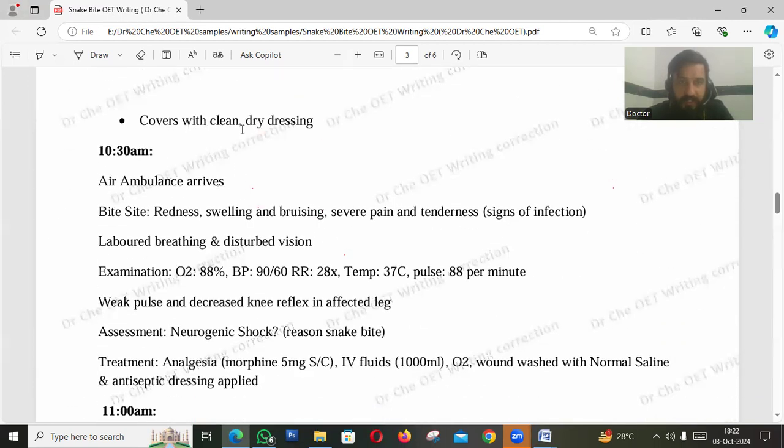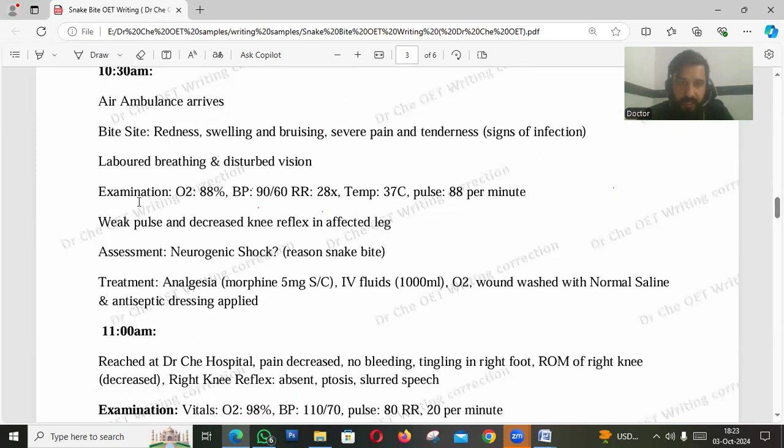They also covered the wound with a clean and dry dressing. So this is the first aid that was given by a tour guide. At 10:30 in the morning, after half an hour, the air ambulance arrived, and at the bite site there was redness, swelling, bruising, severe pain and tenderness, signs of infection. The patient was having labored breathing and disturbed vision.